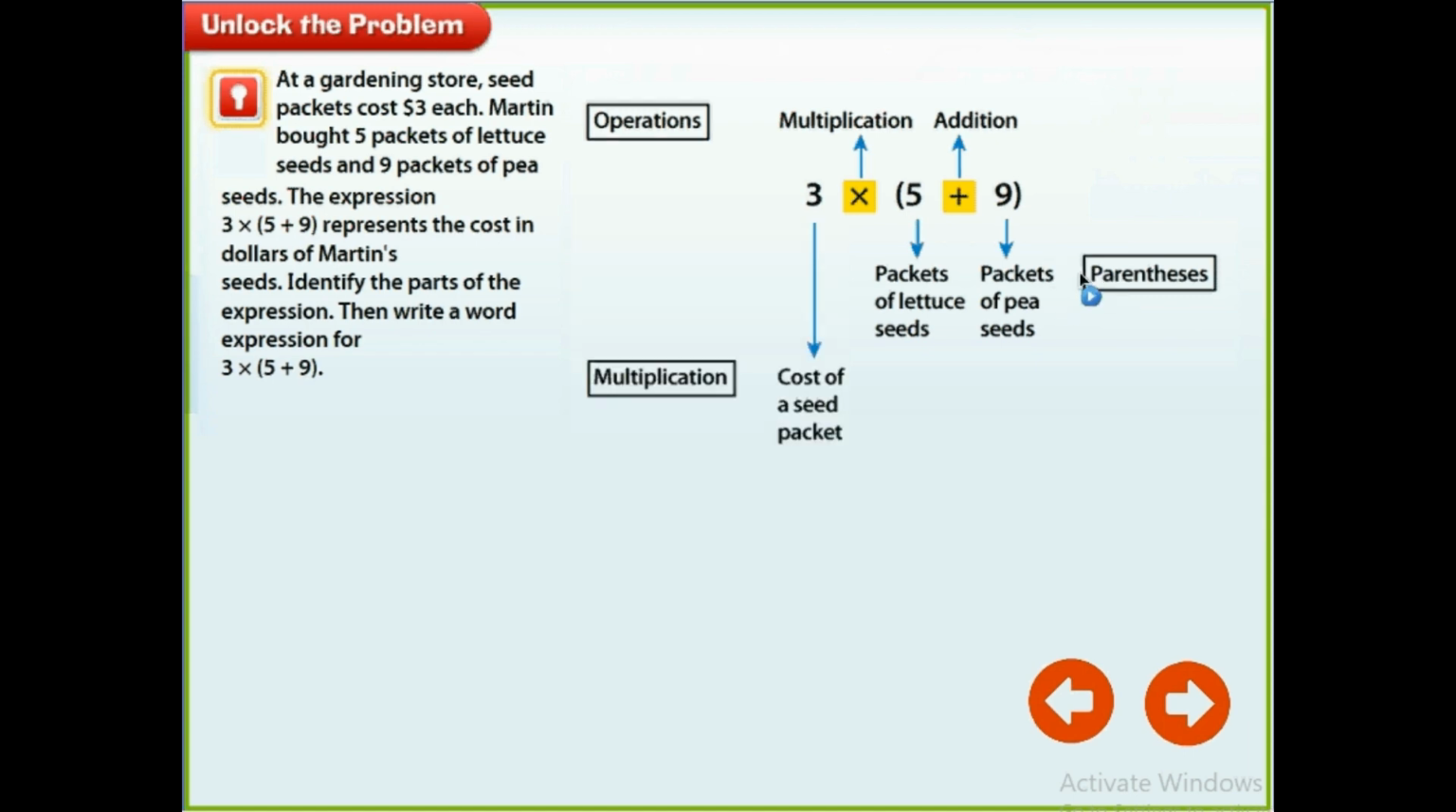Now describe the multiplication and tell what it represents. There are two factors. One of the factors is 3, and the other factor is the sum of 5 and 9. The product represents the cost per packet times the number of packets Martin bought. Finally, let's write a word expression for 3 times the sum of 5 and 9. The word expression is the product of 3 and the sum of 5 and 9.